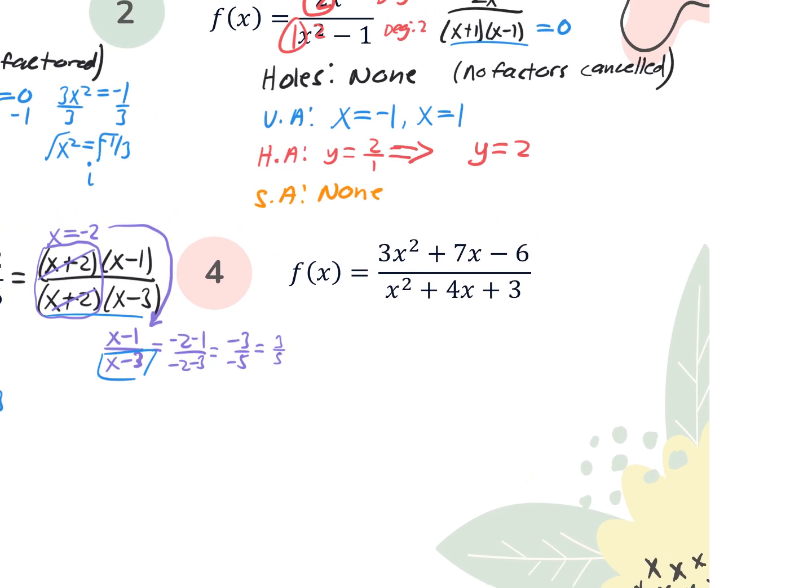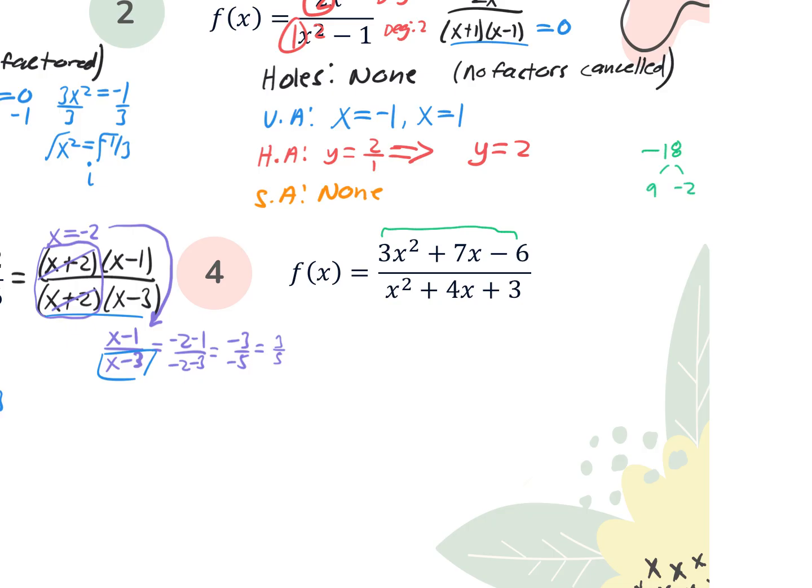All right, last one on this page. Let's try the same thing. Let's try to figure out if there are any holes first, and to do that, we're going to have to factor. All right, looks like the top is going to be a trinomial where a is not equal to 1, so I need factors of 3 times negative 6, which is negative 18. So I need factors of negative 18 that add to a positive 7, and that's going to be a 9 and a negative 2.